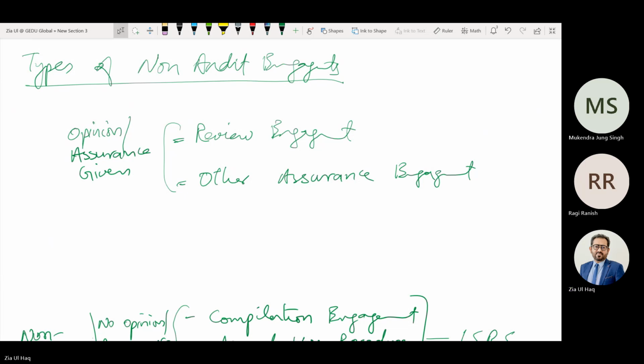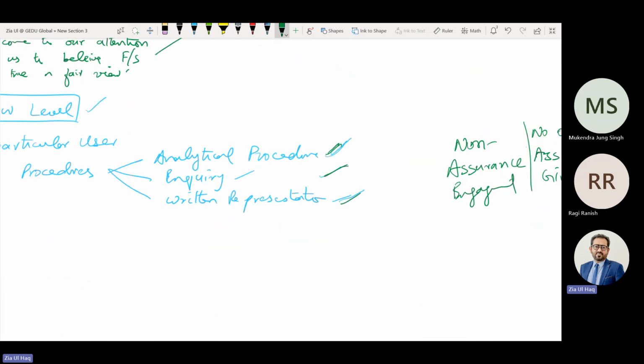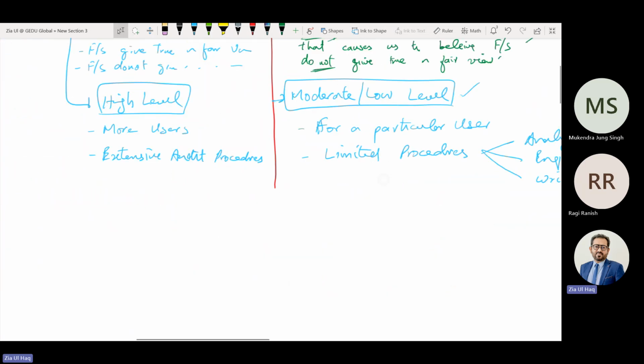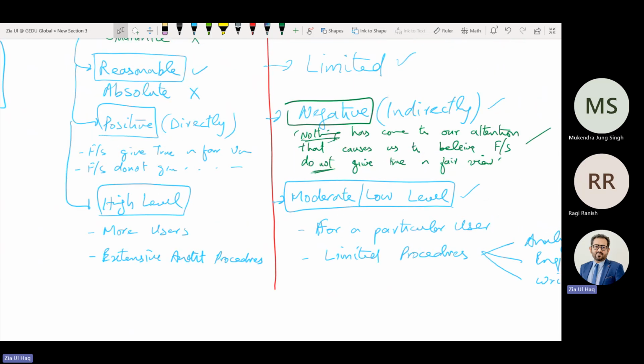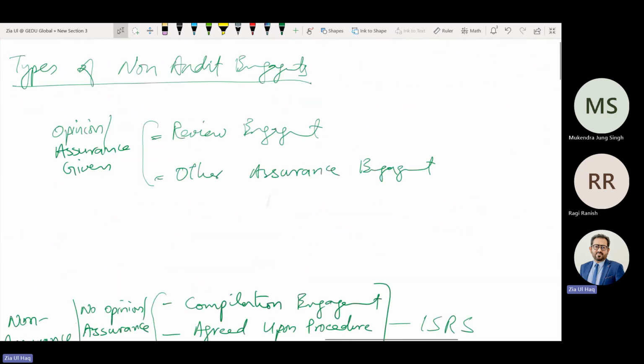Review means giving negative assurance based on three limited procedure applications. If we are reviewing financial statements, that means we are checking financial statements with these three procedures and we are expressing this negative assurance. If you are auditing financial statements, that means we are performing extensive audit procedures, substantive procedures, and we are expressing positive assurance. So for those companies, audit is not compulsory. They perform a review of their financial statements.